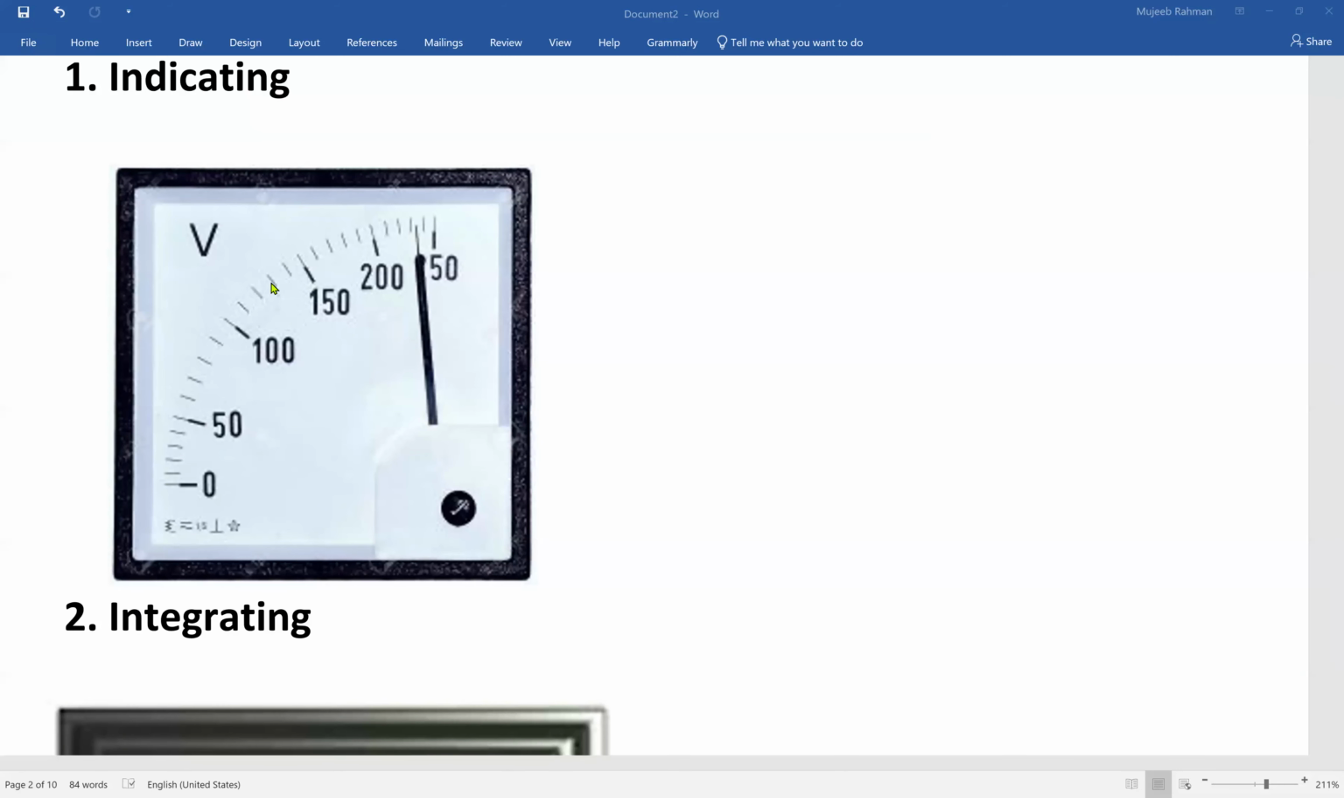This type of instrument you will normally find in substations, in electrical panel boards, etc. These instruments are used for the measurement of voltage, current, wattage, etc.